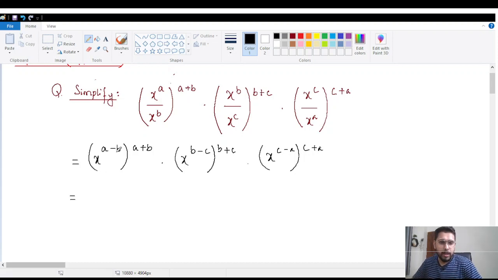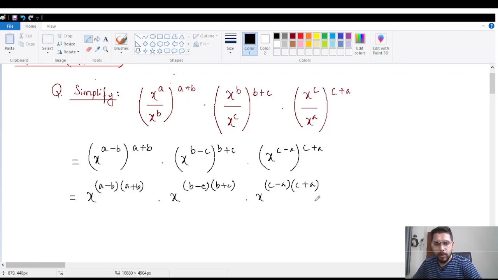So now, as you can see, an exponential expression is powered by another exponent, which means that we have to multiply the exponents, and this happens in all the cases. So it will be x raised to the power of (a minus b) times (a plus b), times x raised to the power of (b minus c) times (b plus c), and x raised to the power of (c minus a) times (c plus a). This is the next step, right? We have multiplied all of it.